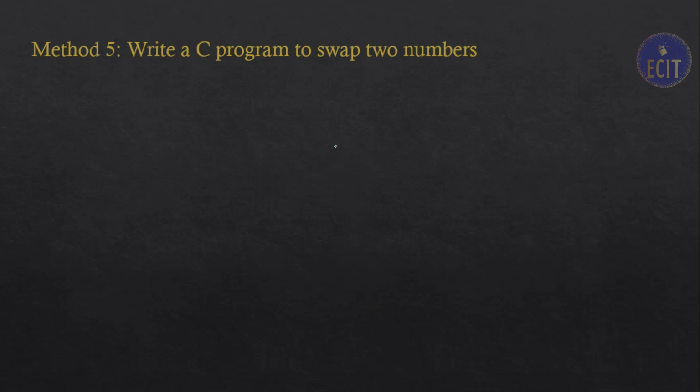Welcome back to C programming interview questions. Now we are going to discuss the fifth method to swap two numbers in a C program. So let's consider A equal to 10 and B equal to 20.